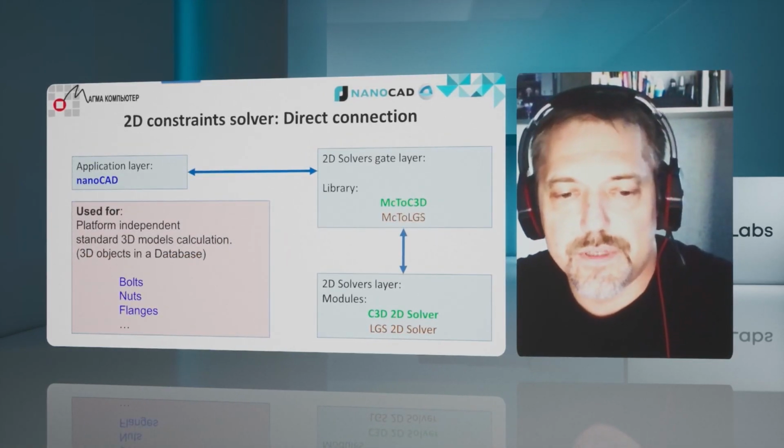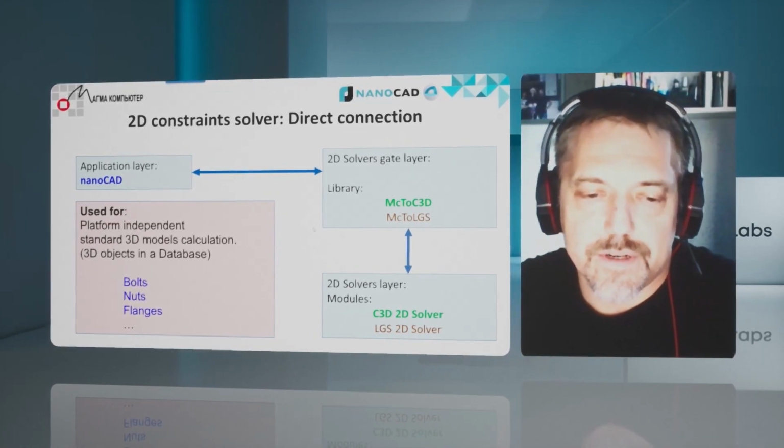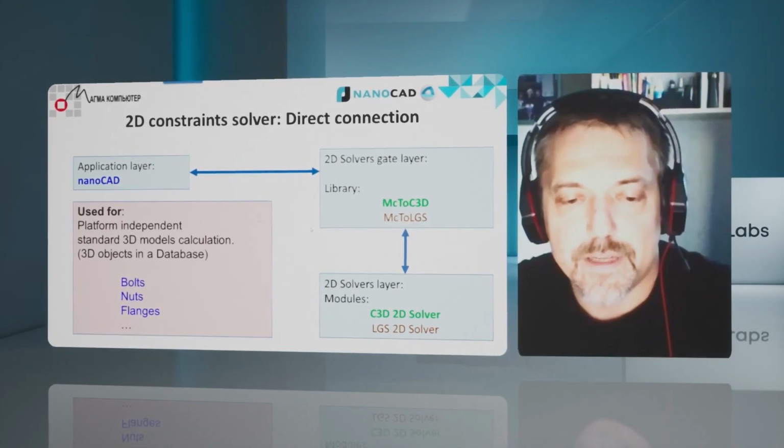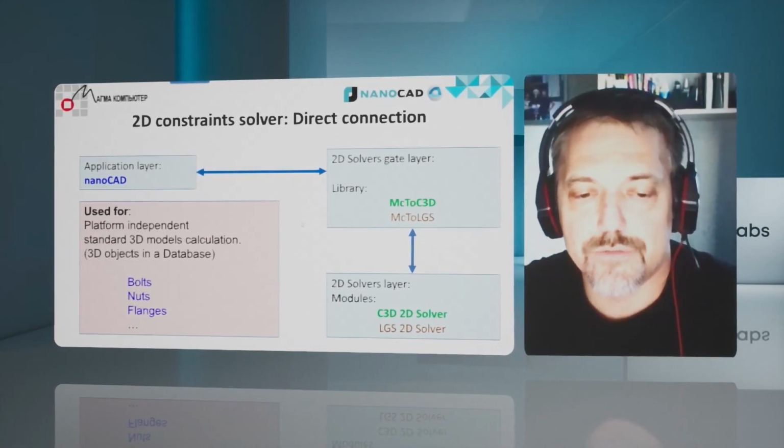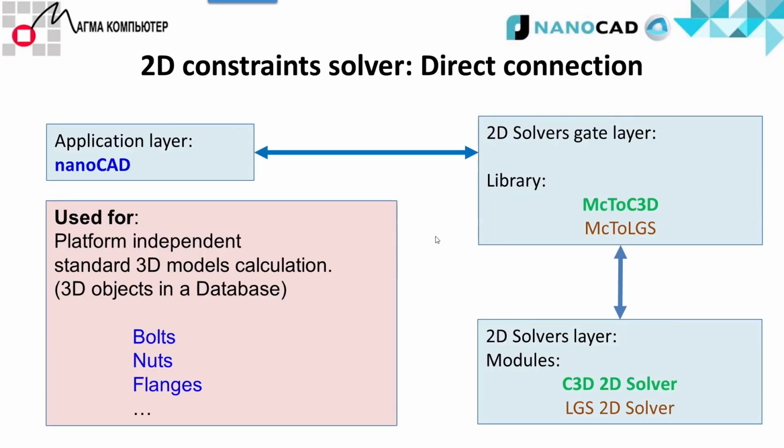The next attachment scheme is a direct connection of 2D solver. In this case, the DWG layer is completely excluded. Nanocad uses such type of connection for solving flat parametric sketches in standard 3D parts, objects in database, such as nuts, flanges, and so on. In this model, a 2D constraint solver is connected through a small gate module, which is implemented as a C++ library. Nanocad may almost directly interact with the solver.